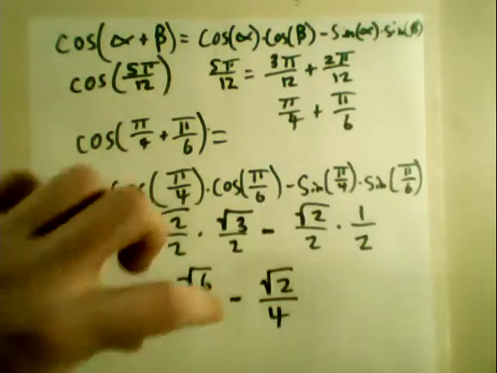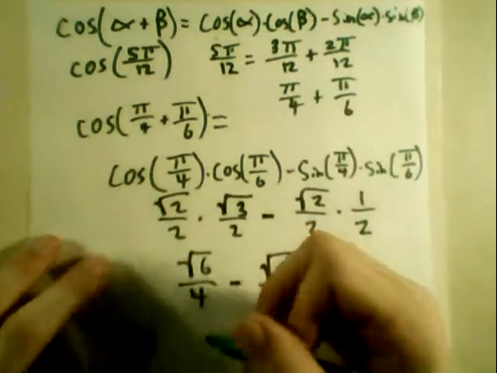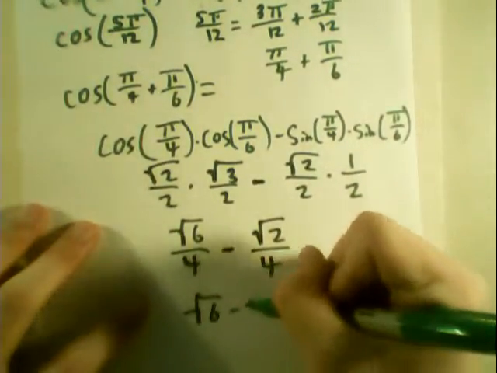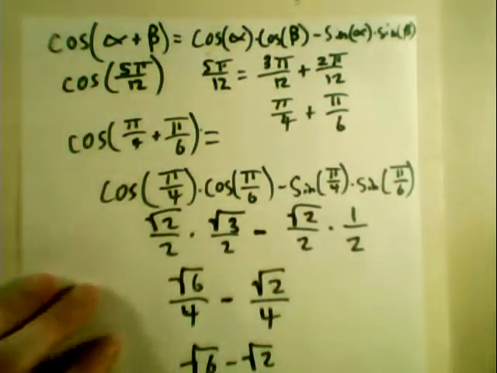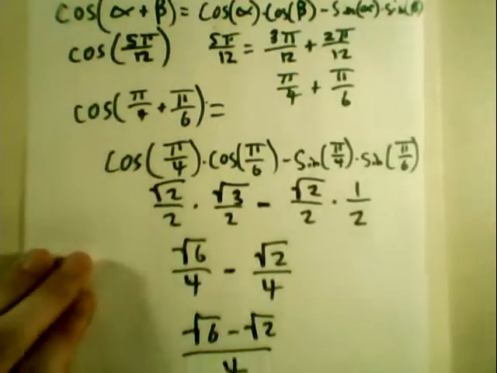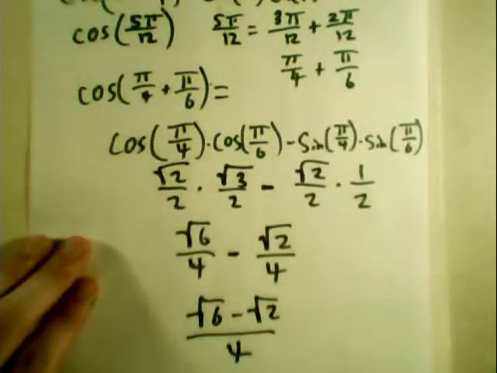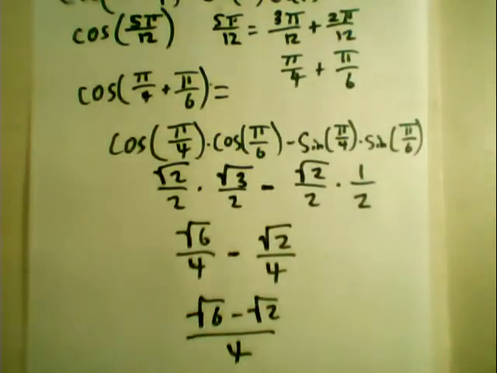And the last thing we do is pretty much just put it together. So we get square root 6 minus square root 2 over 4. And that would be your answer. Let me show you. Okay. That is the answer for, depending on which number 24 you get.